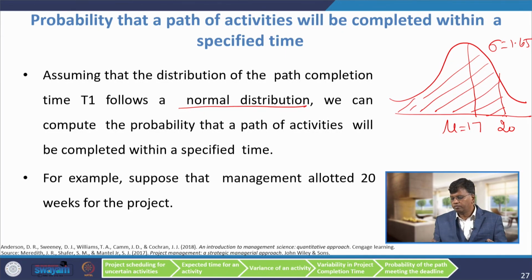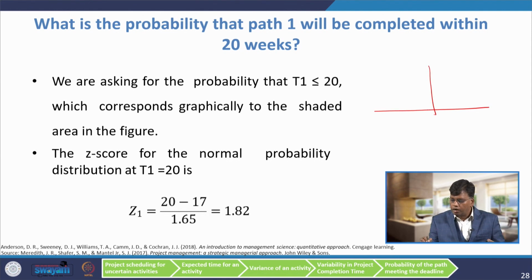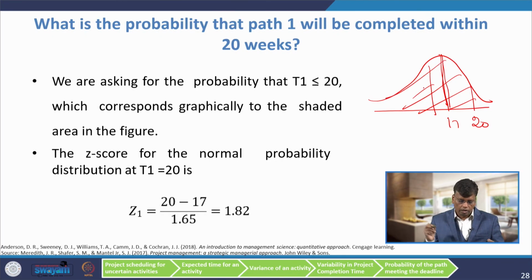See, without any further calculation, it will always be more than 50%, because 17 itself gives a 50% chance to finish it, but there is additional time. So, there is more chance to complete the project within 20 weeks. So, what we are going to do? We need to find out the area of this normal distribution. This is 17, this is 20. So, we need to find out the area of the normal distribution.